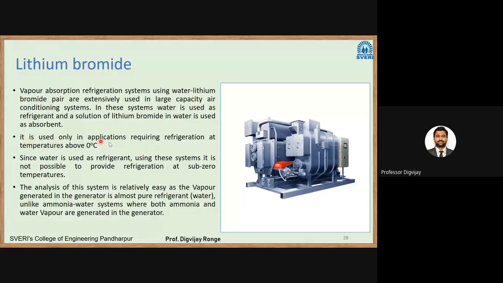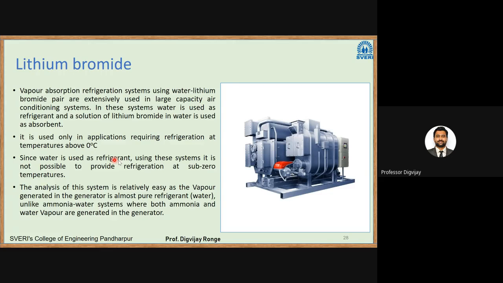It is only used in applications that require refrigeration at temperatures above 0 degrees Celsius. Because we are using water, and the freezing point of water is 0 degrees Celsius, we cannot go below 0 degrees Celsius. Let us say we can achieve a maximum of 2 or 3 degrees Celsius, but we cannot go below 0. If you go to 0 degrees Celsius at atmospheric pressure, what will happen? Water will freeze, and the tubes of the evaporator or condenser will be choked. We want to avoid that, so we cannot use it below 0 degrees Celsius.